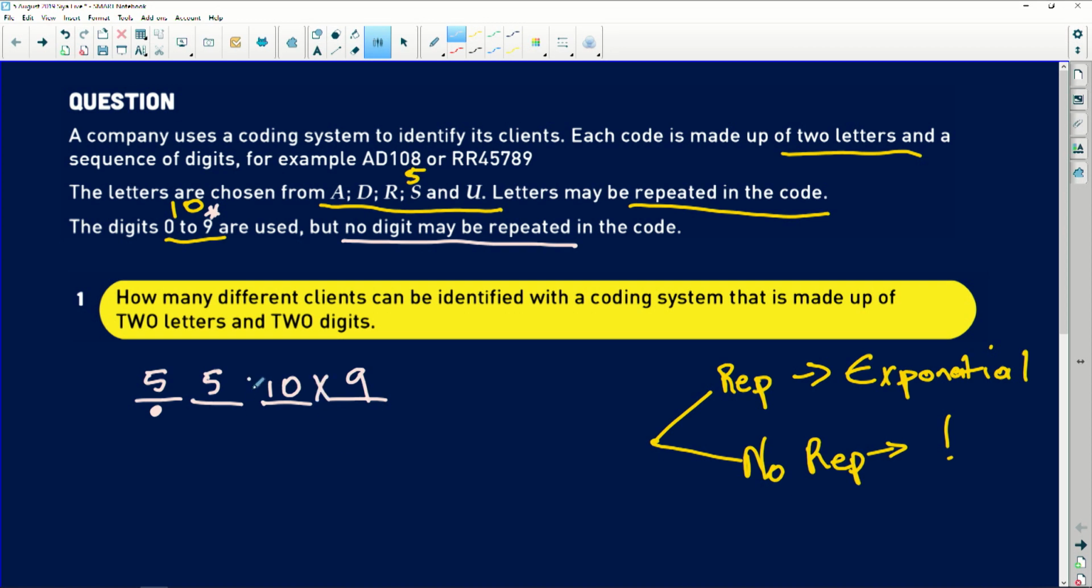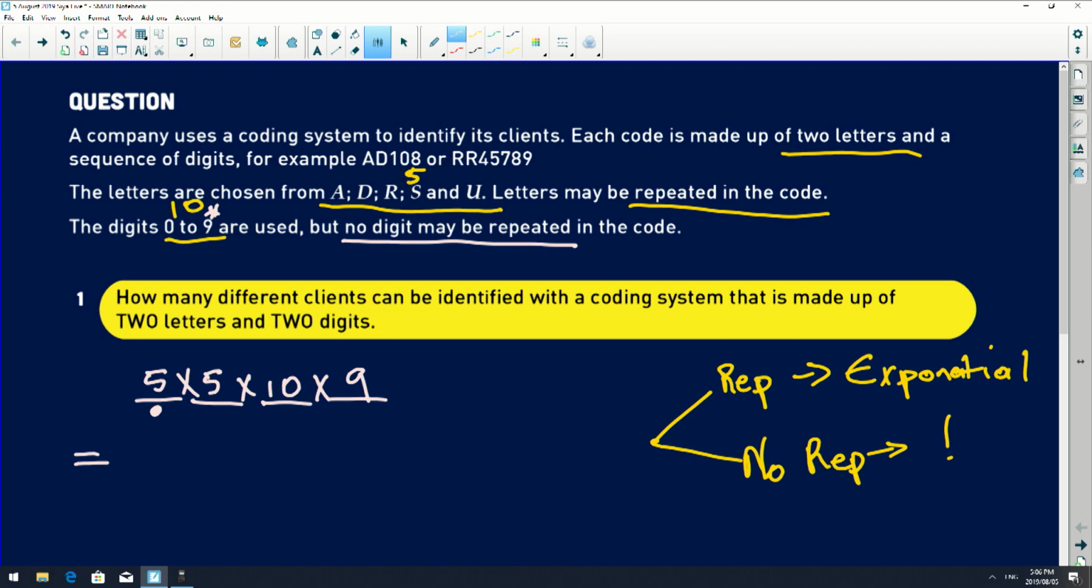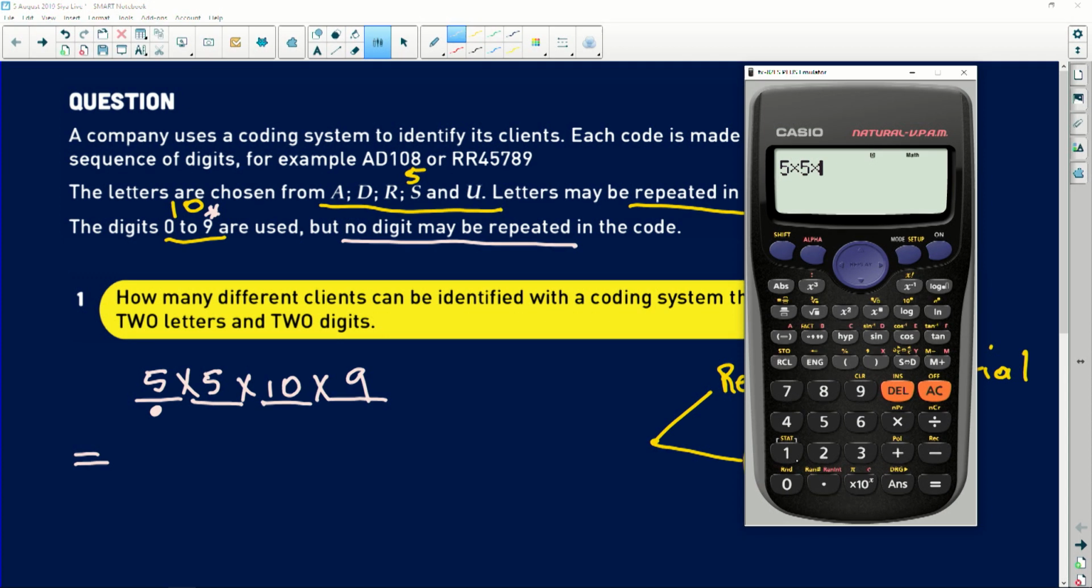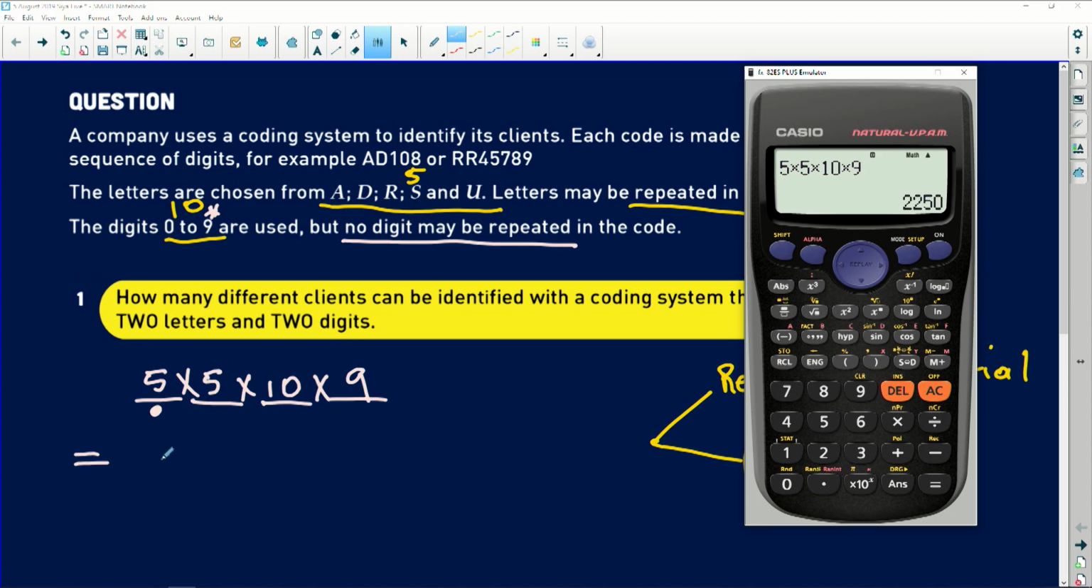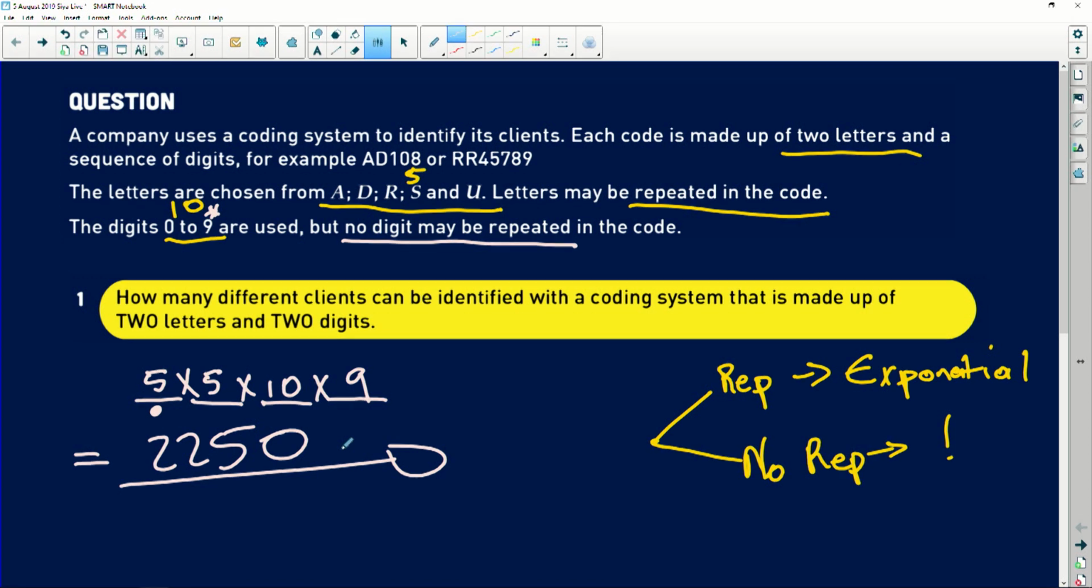So then to find the answer for this, it will be equal to 5 multiplied by 5 multiplied by 10 and then multiplied by 9. So this will be 5 times 5 times 10 times 9. And this is equal to 2,250. So this is how many different clients I can identify using this method that they want me to use here. Now let's look at the second question.